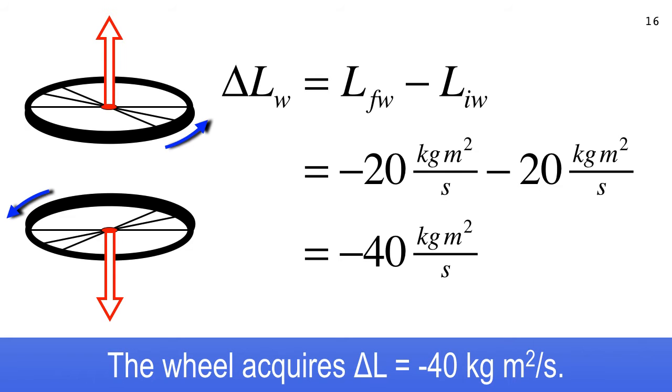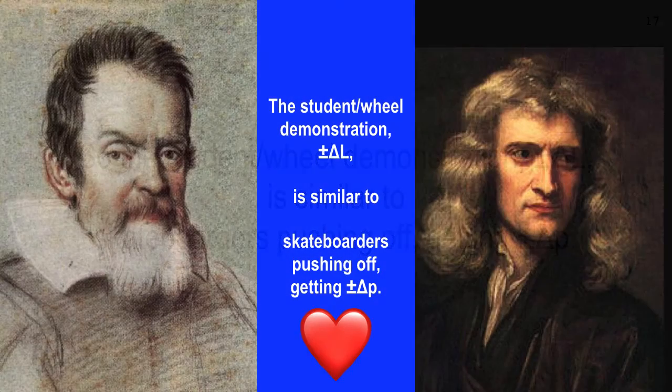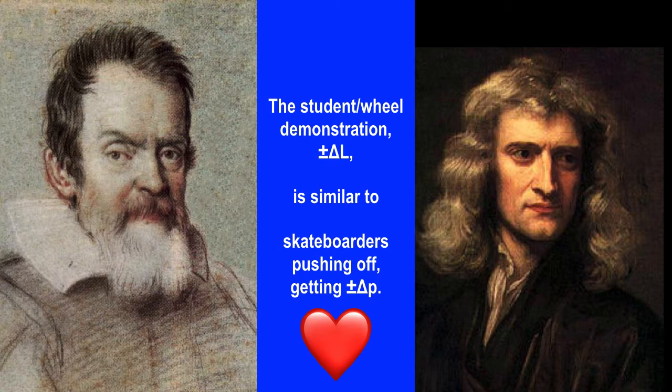So the bottom line for us: the student and wheel demonstration that Stefan did, exchanging plus or minus delta L, is really similar to the skateboarders pushing off each other. For the skateboarders, it's plus or minus delta P, a certain amount of linear momentum, P equals mv. For us, it's L equals I omega, angular momentum, plus or minus. I have a feeling that Sir Isaac Newton and his boss, Professor Galileo, would have been really thrilled to see that. I doubt that even Sir Isaac Newton was able to observe that demonstration. But it's important for us. It is a spin interaction.